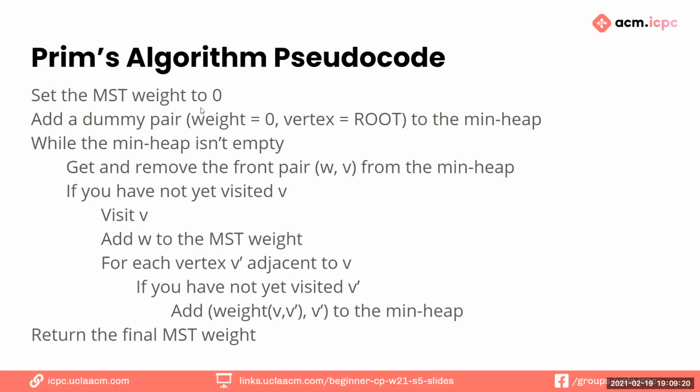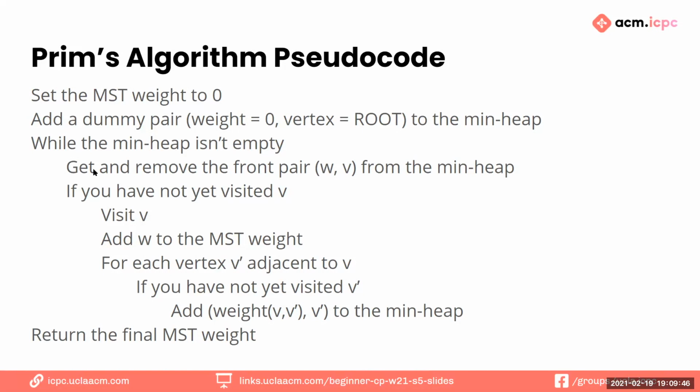Remember that in our adjacency list for the weighted graph, each element inside the list is a weight and then the adjacent vertex. So that's why we're adding in the pair of weight of 0 and then vertex of root, like at first. And then you go into this loop while the min heap isn't empty.